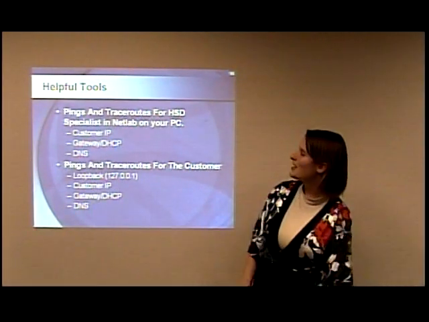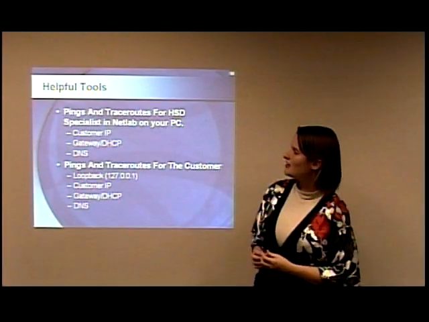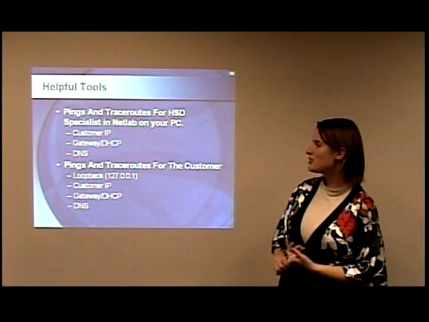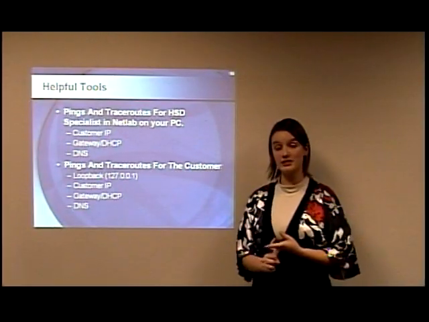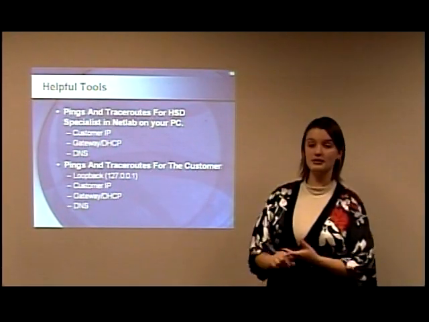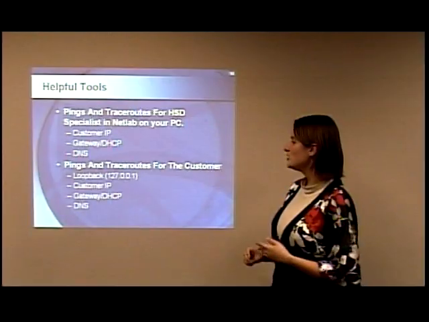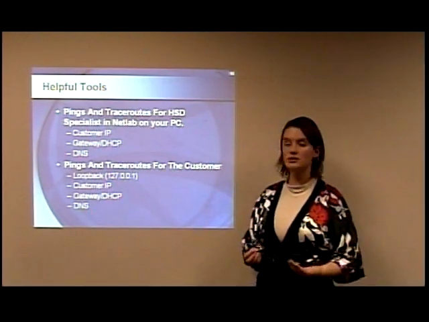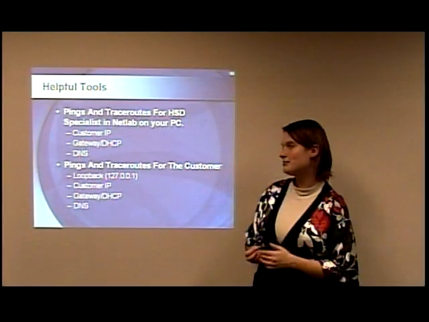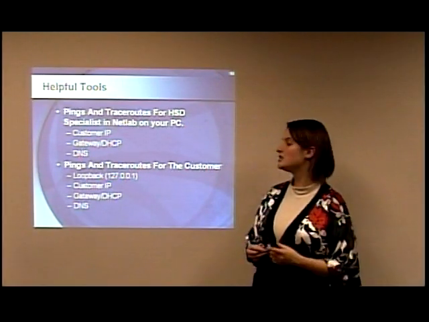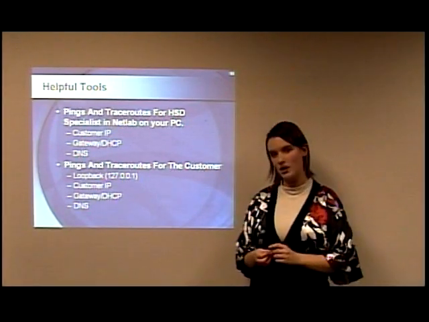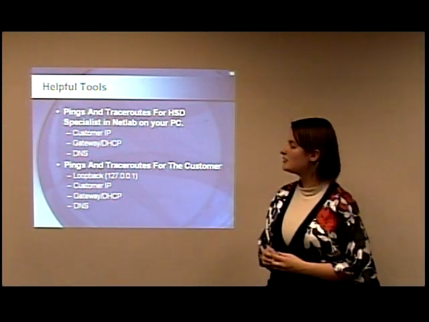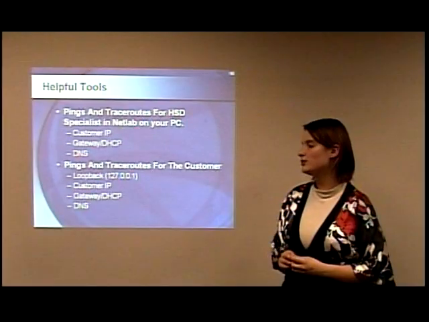Helpful tools. Pings and trace routes. You can use NetLab on your PC, and you can ping the customer IP, you can ping the gateway or the DHCP, or you can ping the DNS server. You can also have the customer do pings and trace routes. They can ping the loopback IP address, which is 127.0.0.1. They could ping their customer IP address. They could ping the gateway in DHCP, or they could ping DNS.